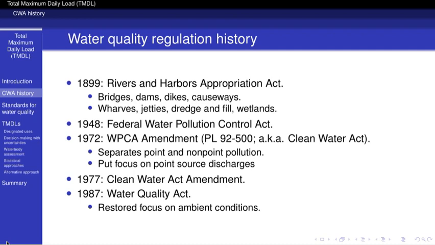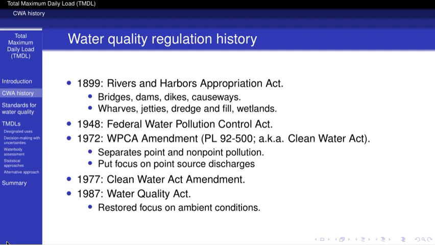Federal action to protect the nation's waters dates from the Rivers and Harbors Appropriation Act of 1899. In 1948, the Water Pollution Control Act was passed by Congress. Both laws used ambient conditions to determine water quality in an assessment unit. 24 years later, the Water Pollution Control Act Amendment of 1972, the CWA, separated point and non-point sources and focused on the former using effluent-based water quality standards.